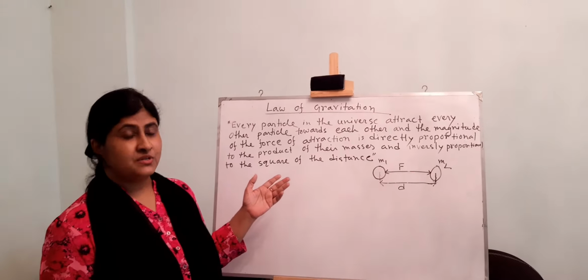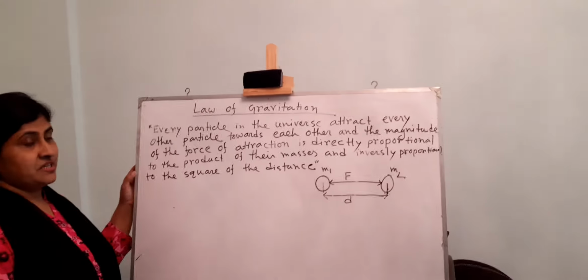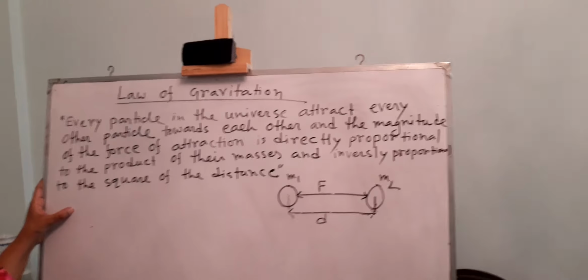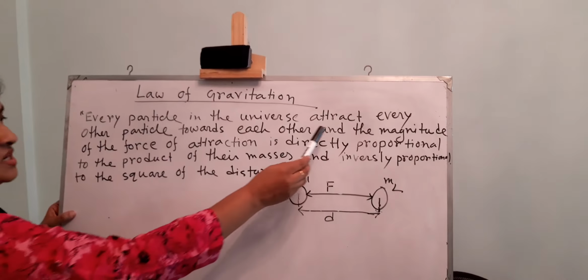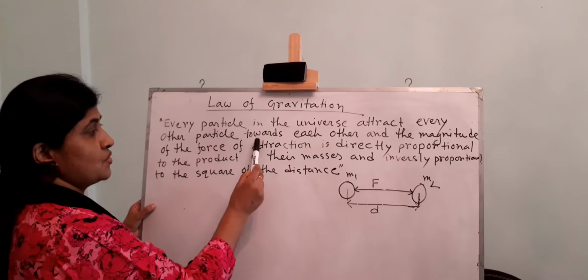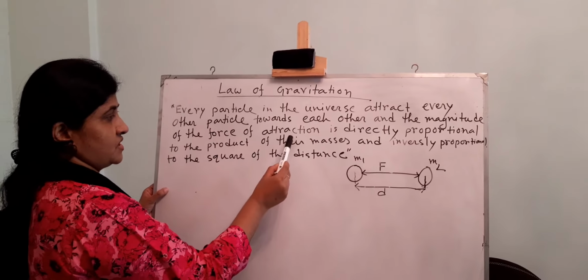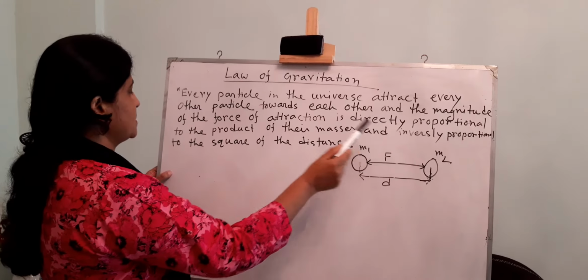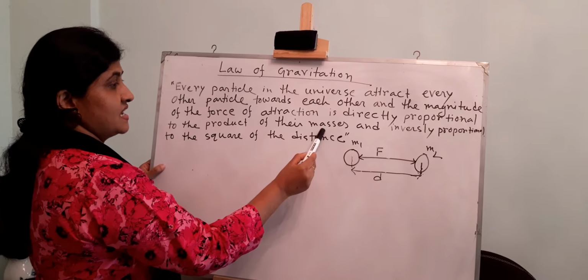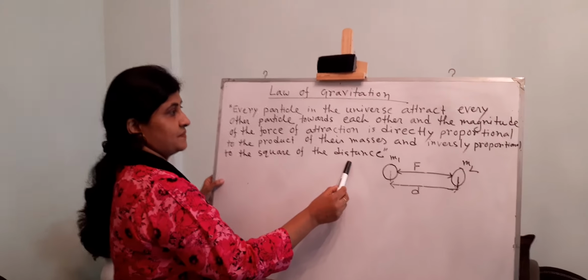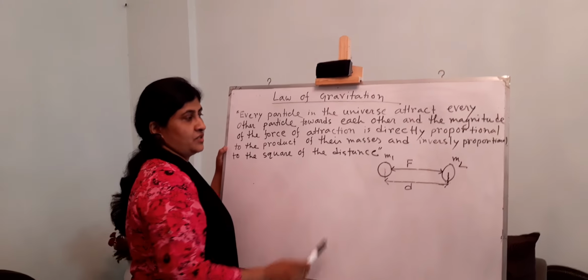So let's see the board. I write the law of gravitation here. So I am reading the law first. Every particle in the universe attracts every other particle towards each other, and the magnitude of the force of attraction is directly proportional to the product of their masses and inversely proportional to the square of the distance. It is the statement of the law.